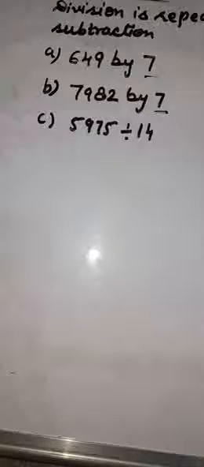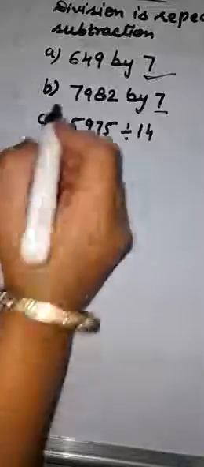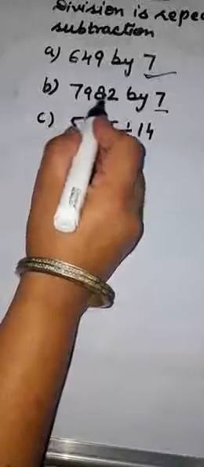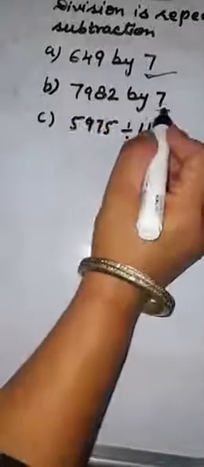So children, we have solved this one. Now we have another example. This is a 4-digit number and the divisor is a single 1-digit number. So let's solve it here.